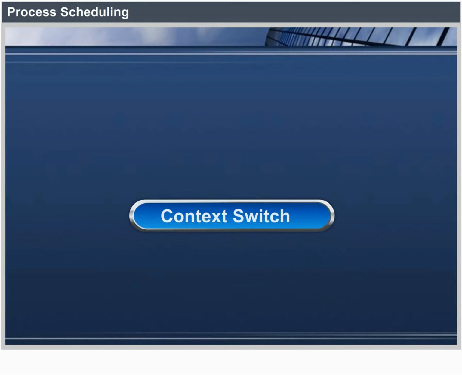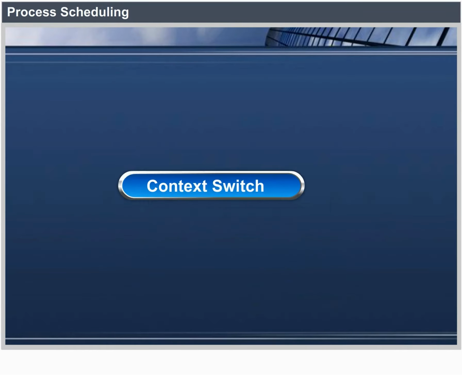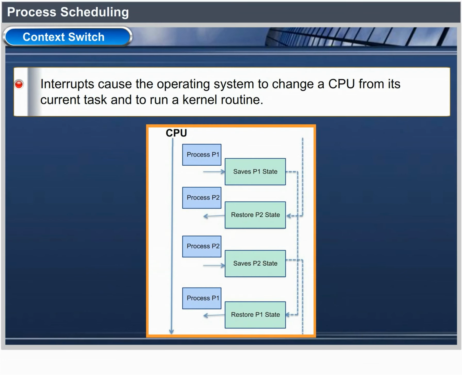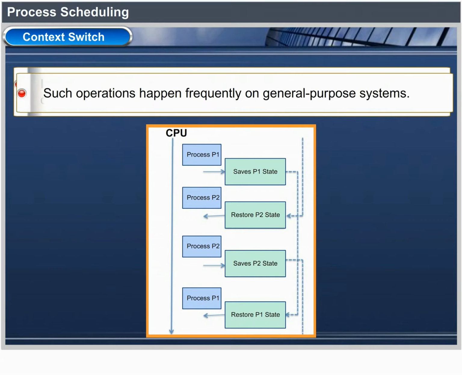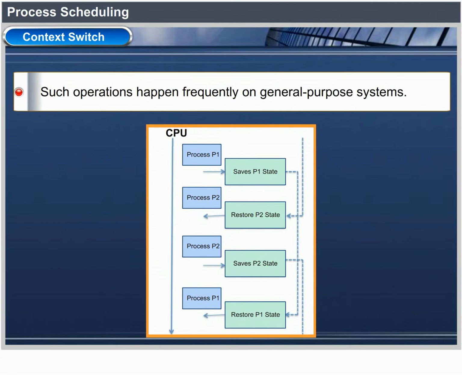Context switch. Interrupts cause the operating system to change a CPU from its current task and to run a kernel routine. Such operations happen frequently on general-purpose systems.